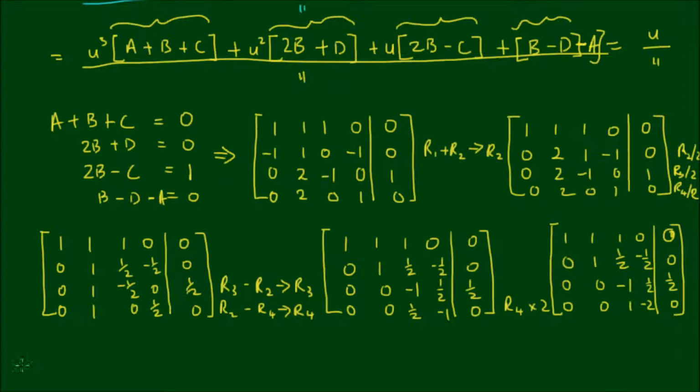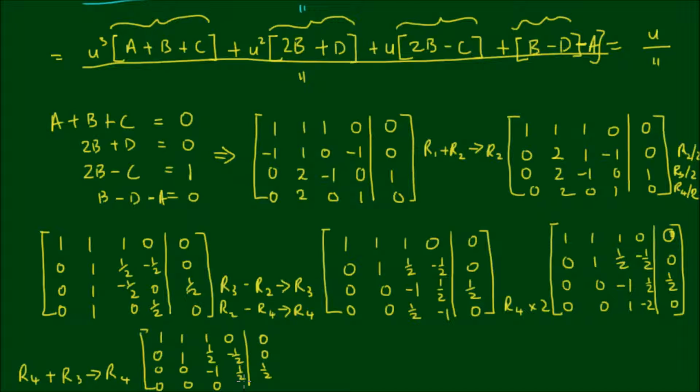And let's do one more row operation. So if we add row 4 to row 3 to become the new row 4, we have 1, 1, 1, 0, 0, 0, 1, a half, minus a half, 0, 0, 0, minus 1, a half, and a half, and 0, 0, 0.